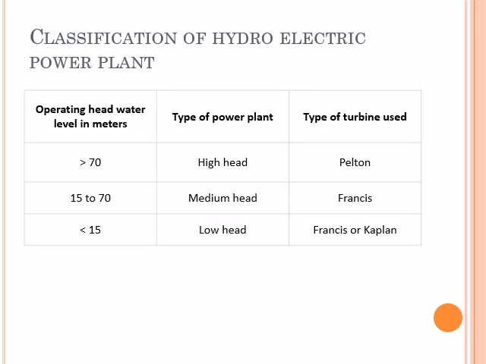Next is the classification of the hydroelectric power plants, based on the operating head water level in meters, the type of power plant, and the type of turbine used. When the operating head is above 70 meters, it is high head, and the Pelton turbine is used. When it is between 15 and 70, it is medium head, and the Francis turbine is used. When it is less than 15, it is low head, and the Francis or the Kaplan turbine may be used.